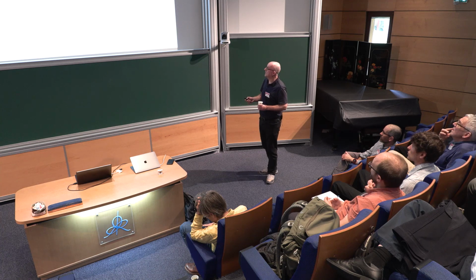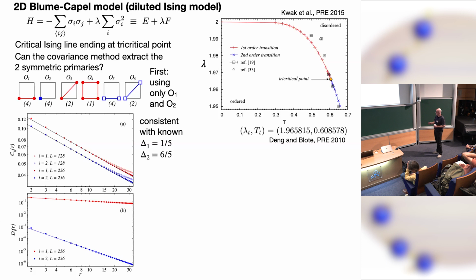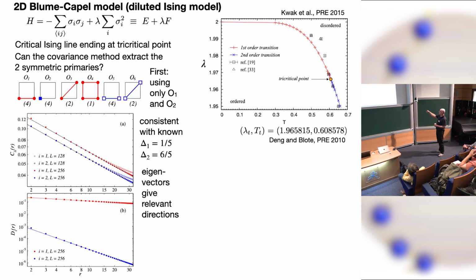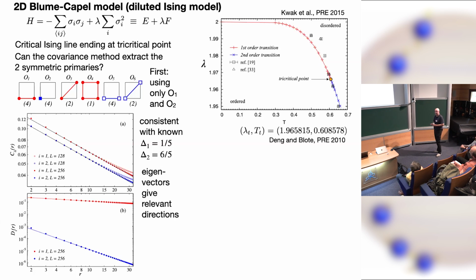Well, that's what I did in the case of the Blume-Capel model, right? This first example here, where I used only two operators, O1 and O2, and they correspond exactly to these two. I see. Then I went kind of fast, but that's how the eigenvectors actually give me the relevant direction. Right. That's interesting information.